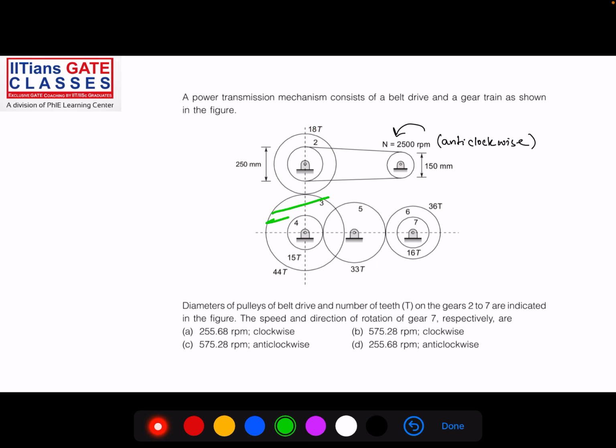So the 3 rotates. 3 and 4 are compound, so they will have the same angular speed. Then 4 is connected to 5 externally, and 5 is connected to 6, so 5 becomes the idler gear. Then 6 and 7 are on the same shaft, so the rotational speed of 6 and 7 will be the same. The diameters of the pulleys of the belt drive and the number of teeth of the gears from 2 to 7 are indicated in the figure. The question asks: what is the speed and direction of rotation of gear 7?